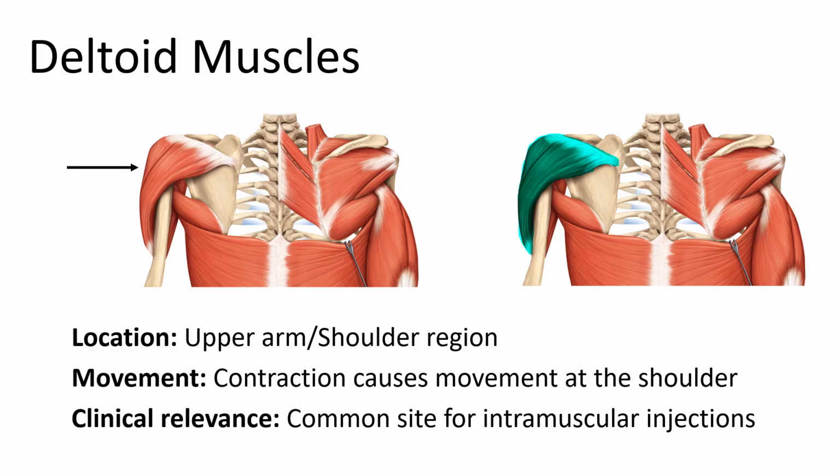When the deltoids contract, the muscle shortens and pulls on the bone of the upper arm, with this being the humerus, and as a result, we have movement at our shoulder joint. The deltoids not only play an important part in movement of the upper limbs, but they're also a common site for intramuscular injections to be administered.